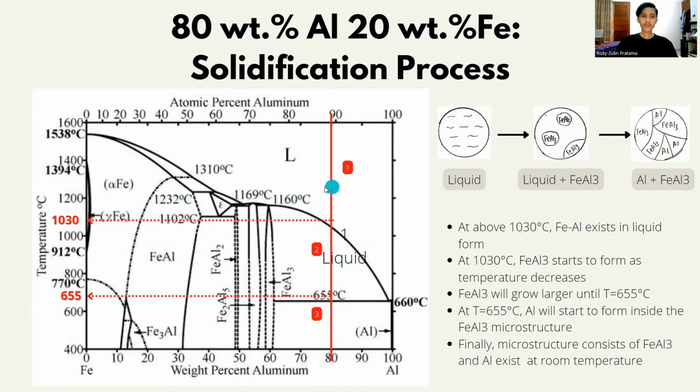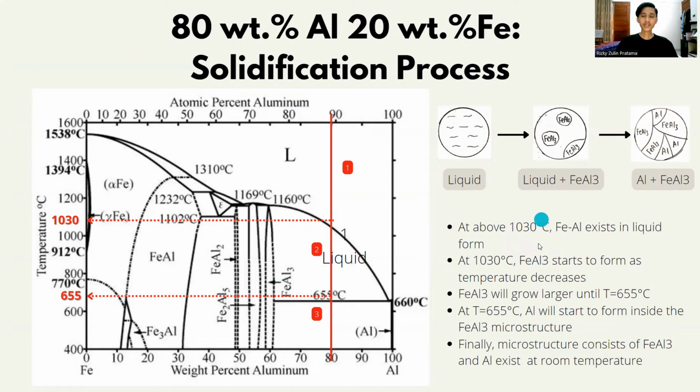At above 1030 degrees Celsius, the alloy exists in liquid form. Then at 1030 degrees Celsius, FeAl3 starts to form as temperature decreases. FeAl3 will grow larger until T equals 655 degrees Celsius. And then at T equals 655 degrees Celsius, Al will start to form inside the FeAl3 microstructure. Finally, the microstructure consists of FeAl3 and Al at room temperature.